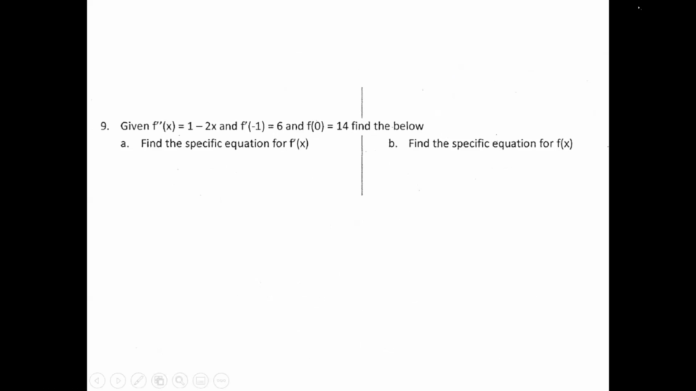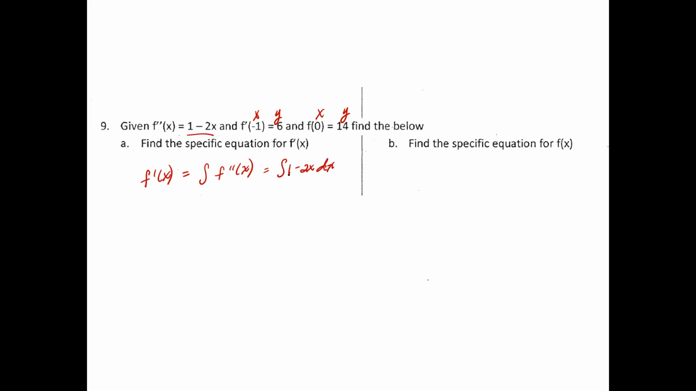All right, so for question number 9, it's given to you that f double prime of x, which is the second derivative, is equal to 1 minus 2x, and f prime of -1 equals 6, which is good because they're giving you the x value and the y value, so you're going to have to plug it in to find c probably. And then f of x, here's the x value and the y value for that. So A is just find the specific equation for f prime of x. So you know that f prime of x is going to equal the integration of f double prime of x, which is the integration of 1 minus 2x dx.